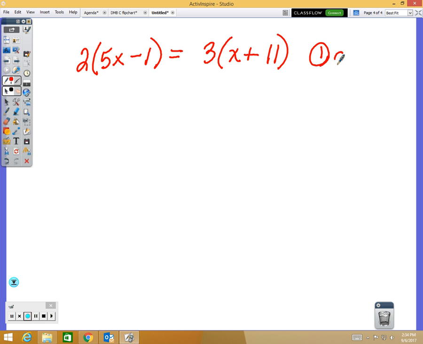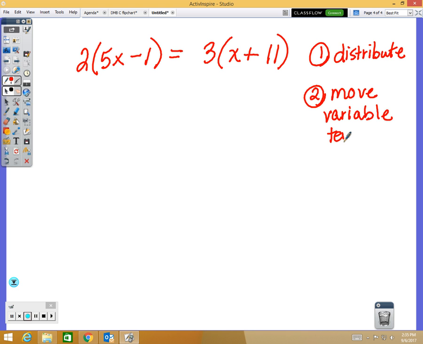First step is going to be to distribute. Then you're going to move variable term. And then solve like normal.